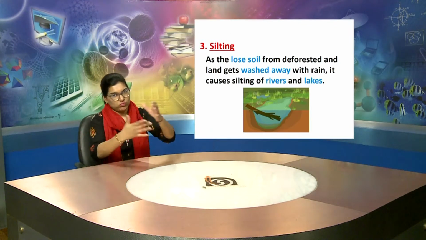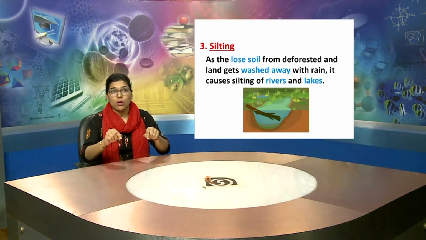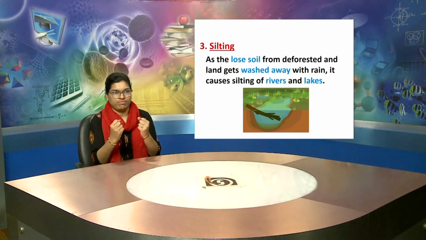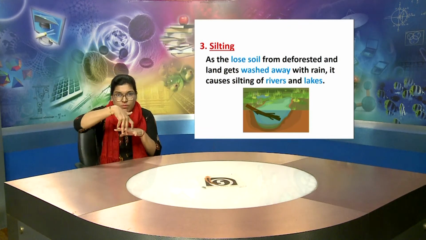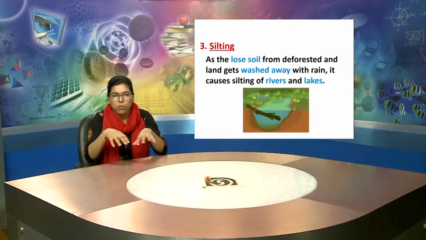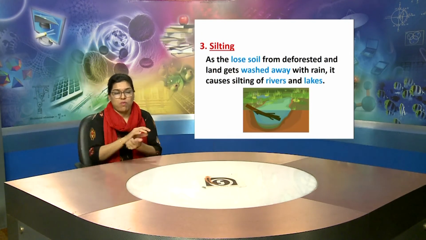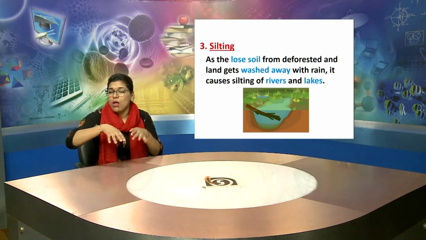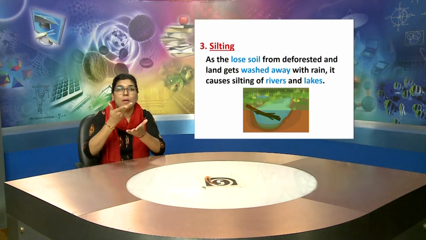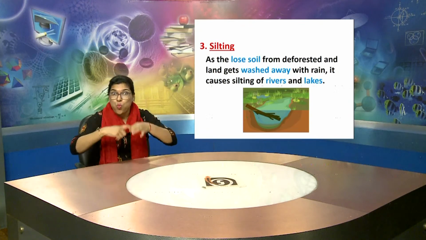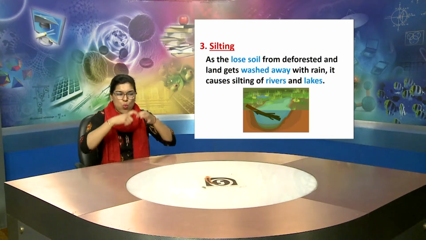This is the third point. As the loose soil from the deforested place, the place which is deforested and there is nothing which can hold the soil, the land gets washed away with rain and it causes silting of rivers and lakes.